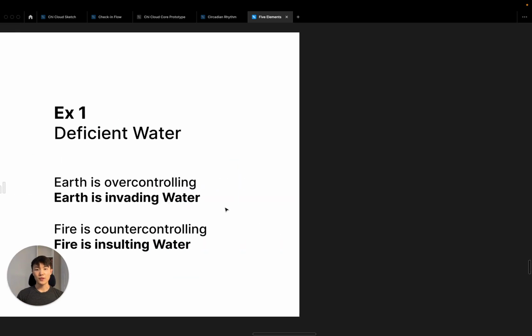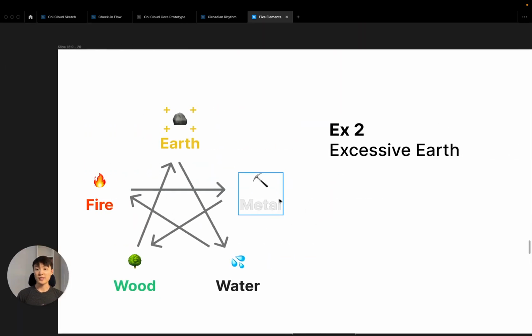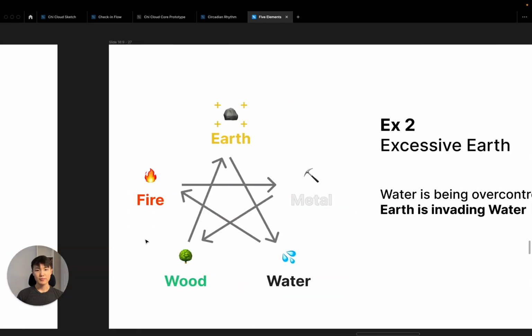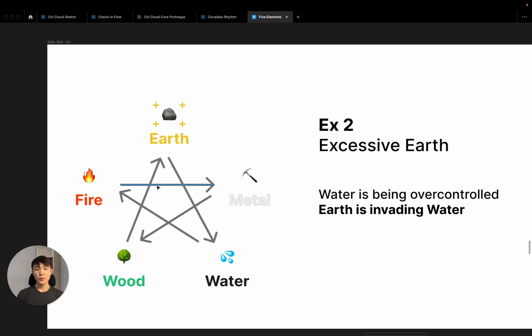Next, we're going to go over another example where there's an excess. We're going back to excessive earth. So with excessive earth, again, we're going to look at who it's being controlled by and who it's controlling. So think about who is being over-controlled, who is being counter-controlled. So when earth is excessive, we know that water will be over-controlled by earth because earth is excessive right now. So we call that earth invading water.